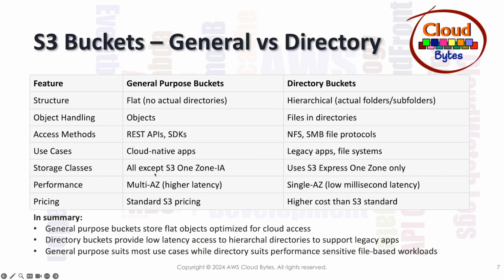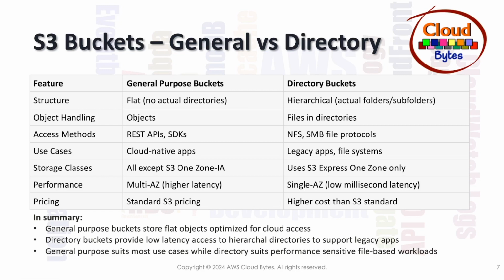Storage classes: it has all the storage classes except S3 One Zone-IA. And then you have the second one, which is the directory bucket. It only uses the S3 Express One Zone. Performance: general purpose is multi-AZ and has higher latency. It's a single AZ in directory buckets, and it has low millisecond latency. Pricing wise, the general purpose is standard S3 pricing. Directory bucket is a little bit higher in cost than standard bucket.